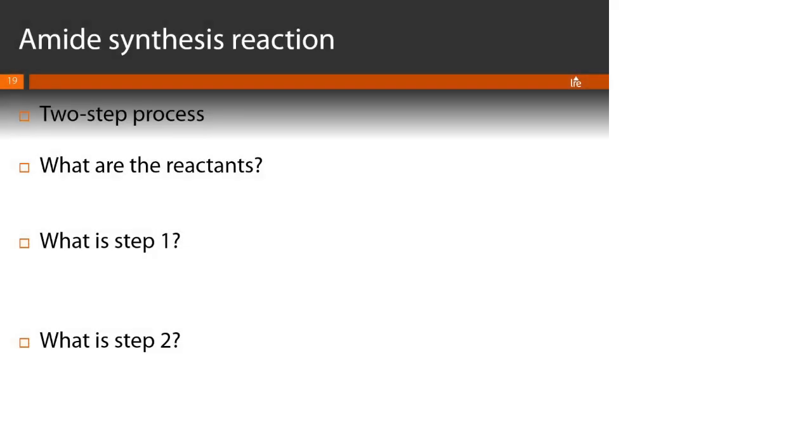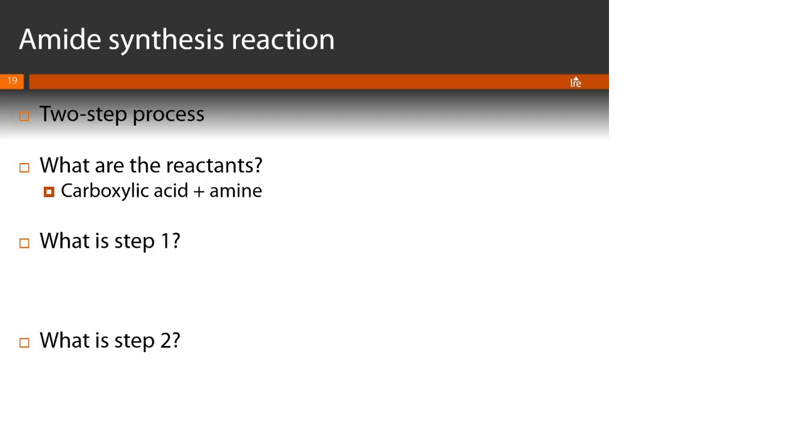Alright guys, so today we're going to continue our condensation and hydrolysis reactions that we started last time by learning how to synthesize and break apart an amide. So we'll start with the synthesis reaction. What two reactants do you think you must have to create an amide? So if you said an amine and a carboxylic acid, you would be correct.